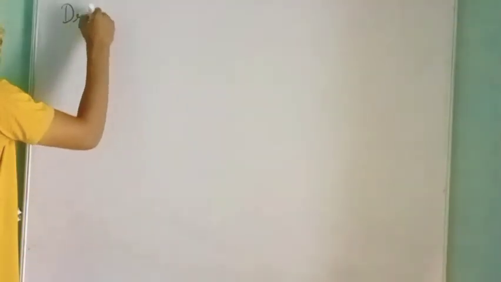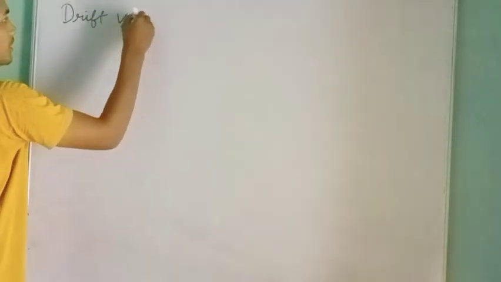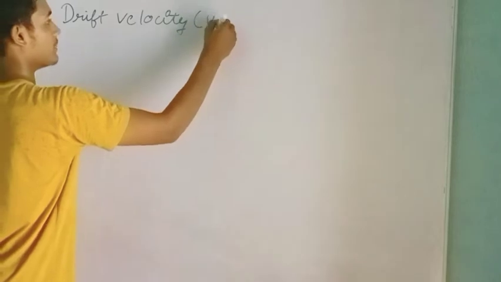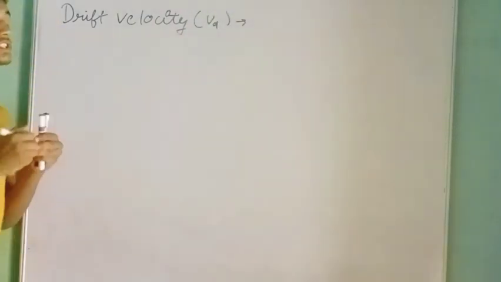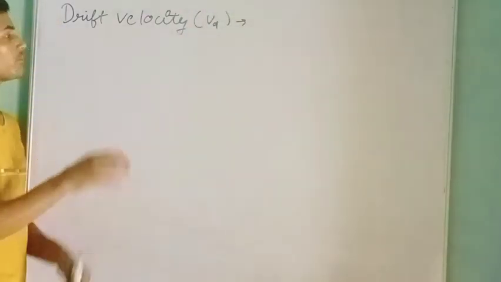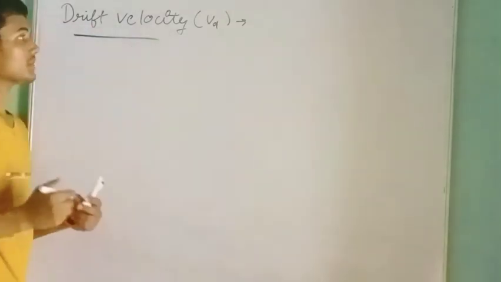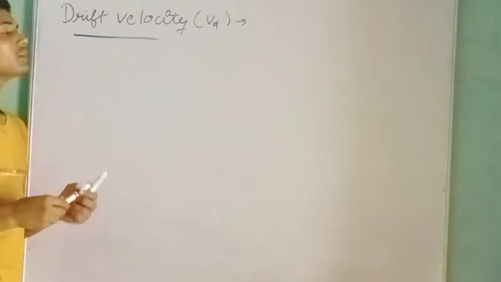Drift velocity, denoted by V_d. So what is drift velocity? We take the definition in this lecture; drift velocity is very important and very useful.